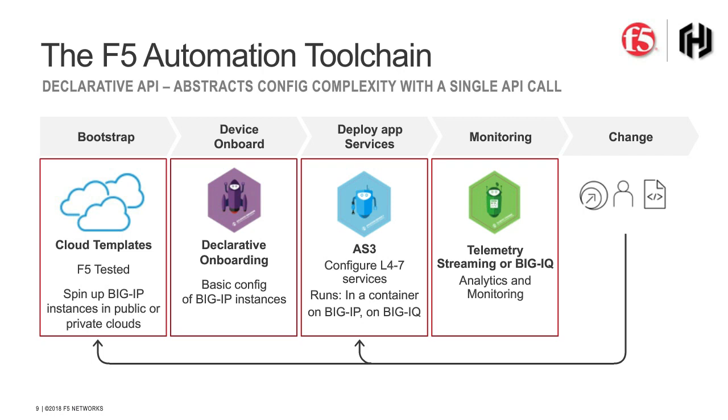So once you have day zero and day one taken care of, now you need to see, okay, I have my applications deployed, now how do I monitor those, right? And that's where your telemetry JSON comes into the picture. You can deploy this telemetry streaming on BIG-IP using this JSON, and it can send all the analytical data to an endpoint like Sumo Logic and Splunk. So pretty much the F5 automation toolchain covers a pretty good framework for automation.